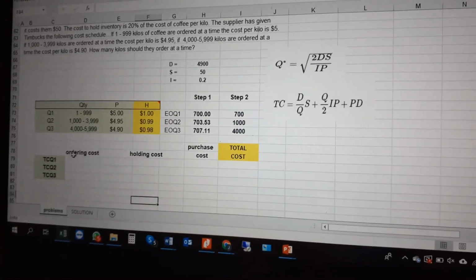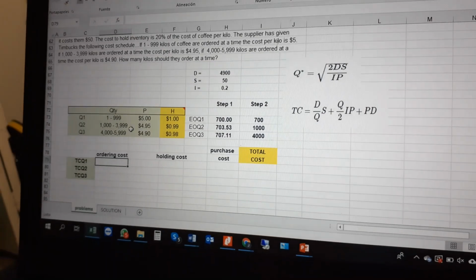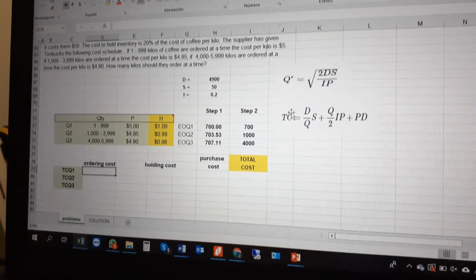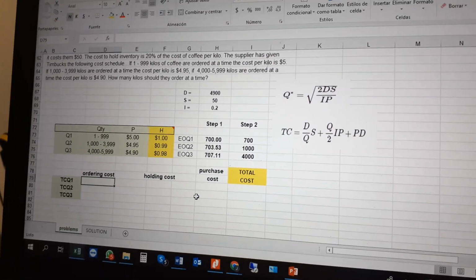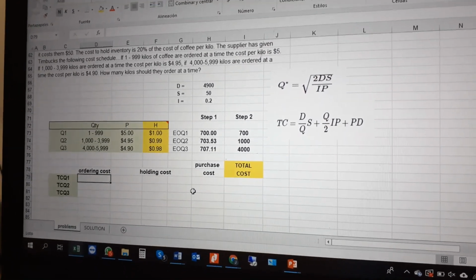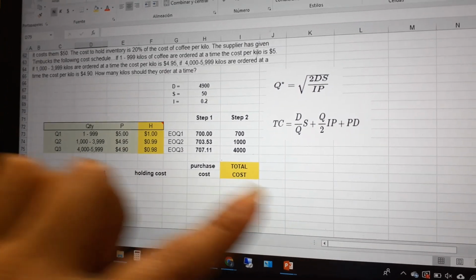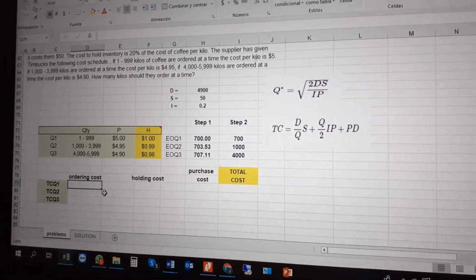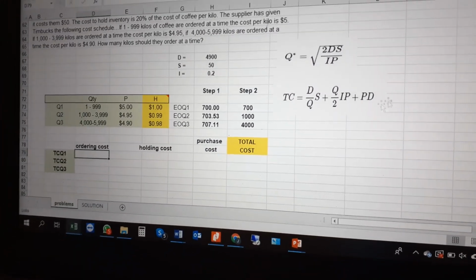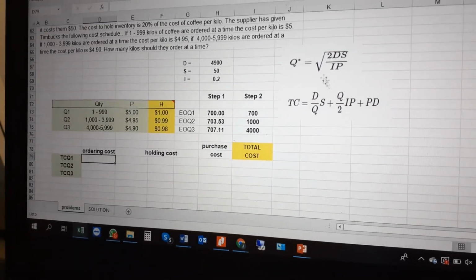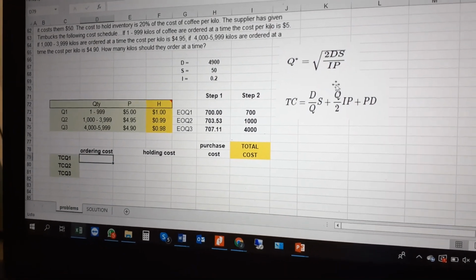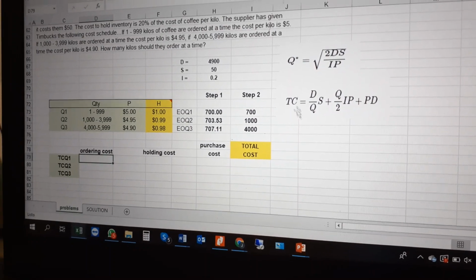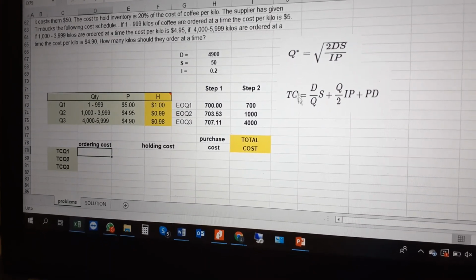Finally, we are going to estimate the total cost for every possible quantity. The formula for total cost is this, but in this exercise, the book divides these calculations into ordering cost, holding cost, and purchase cost. Inside the formula, we have the value of ordering cost, this is holding cost, and this is purchase cost. All of this is going to give us the total cost.